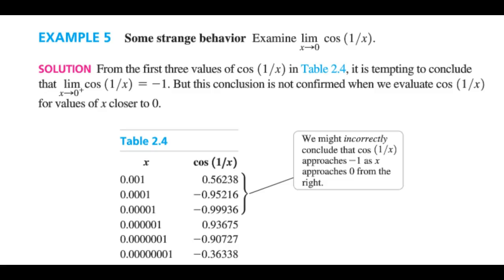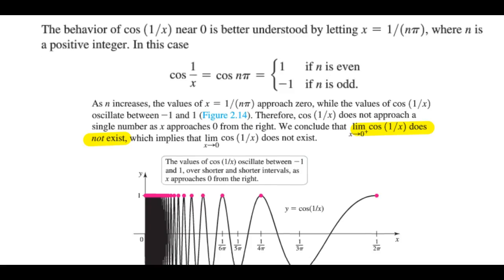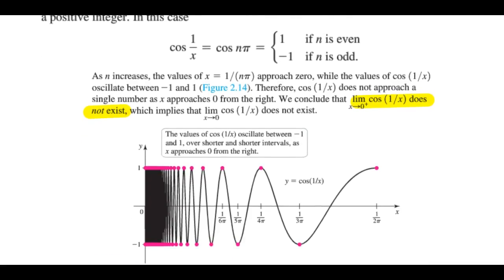Well, this is talking about not just looking at a few values. You need to look at many values to figure out the approach. Looking at this, it's kind of deceiving. It looks like it's approaching -1, but if you look at values that are even closer to 0, you can see that the function cosine of 1 over x is actually oscillating between -1 and +1. So we'll say the limit does not exist.